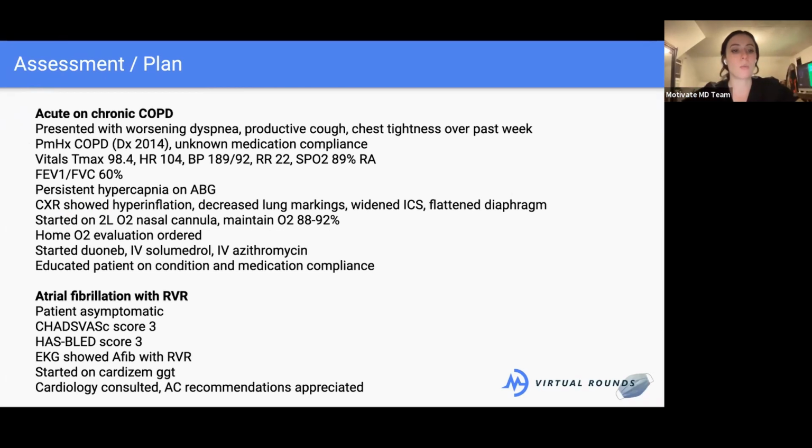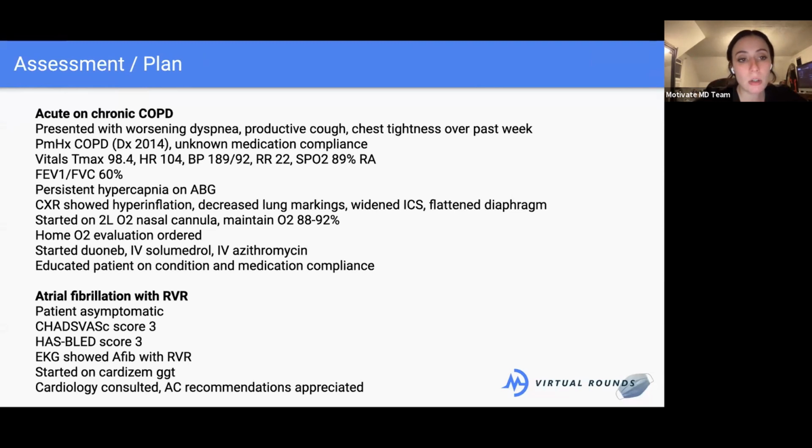All right, assessment and plan. This is when we think, okay, what are his actual diagnoses, right? And what are we going to do for him? When you do these in your notes one day, you want to put the most pertinent, most acute problems first and go in decreasing order of importance, right? So we'll start with acute on chronic COPD. This means that he's got chronic COPD, right?